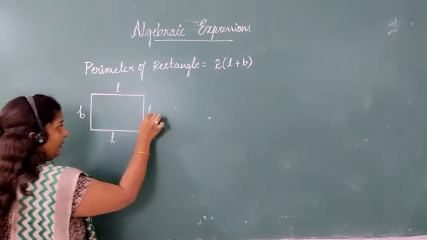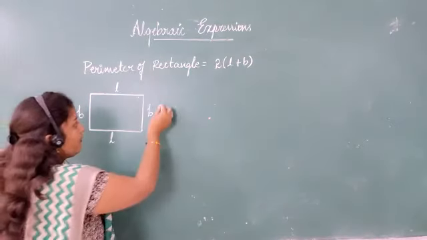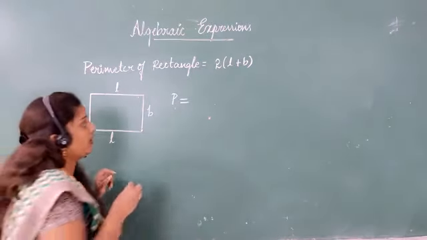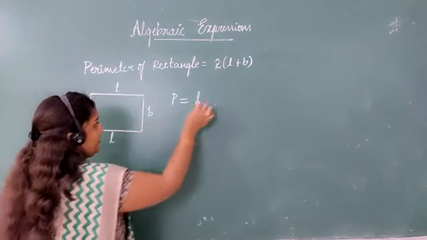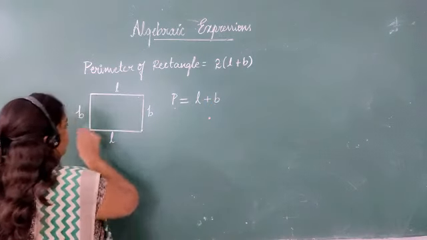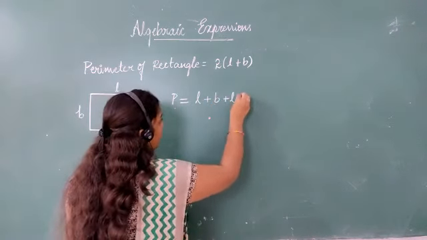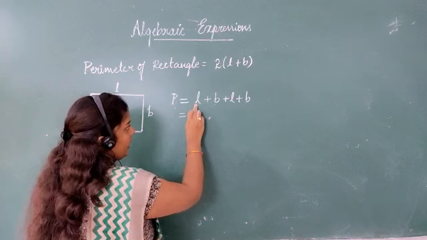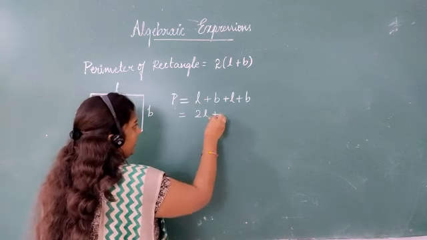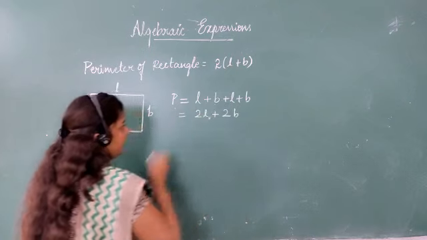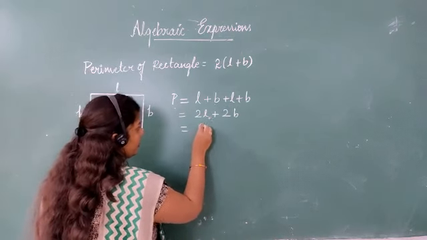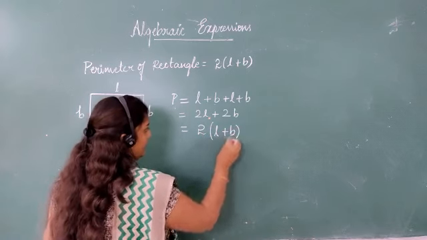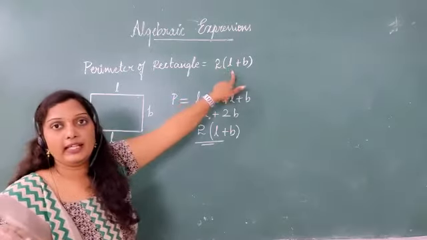breadth. B is breadth. Perimeter means what we have to do? We have to add all the 4 dimensions of this figure, right? That is L plus B plus L plus B. You will get it like this, correct? So how many L's we have? 2 we have. L plus L gives 2L and B plus B gives 2B. So the common factor here is 2, and in the bracket you will have L here and B here. So this is the formula 2 into L plus B.